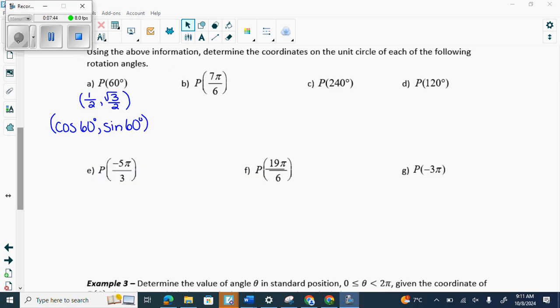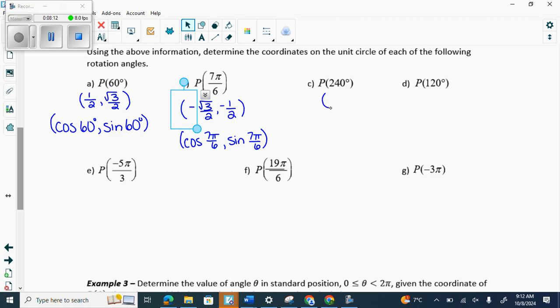Okay. Try them out. Go. 7 pi over 6 is on your unit circle. It's 210 degrees. What is the coordinate? It should be negative root 3 over 2 and negative 1 over 2. And we could check it by going cos of 7 pi over 6, comma sine of 7 pi over 6. Okay, 240. What is the coordinate on the unit circle? Negative 1 over 2 and negative root 3 over 2. They're both negative because they're in quadrant 3. And we can check it by going cos of 240 degrees, sine of 240 degrees.